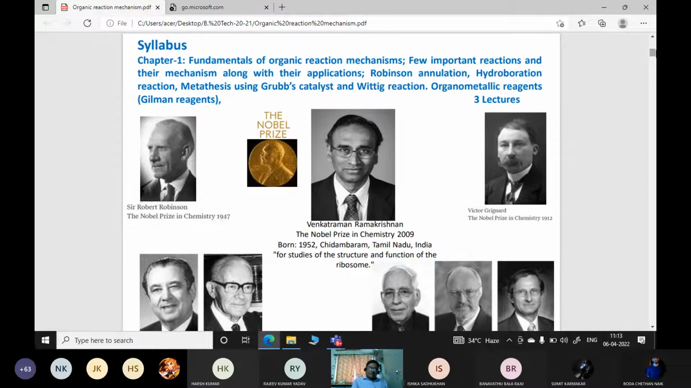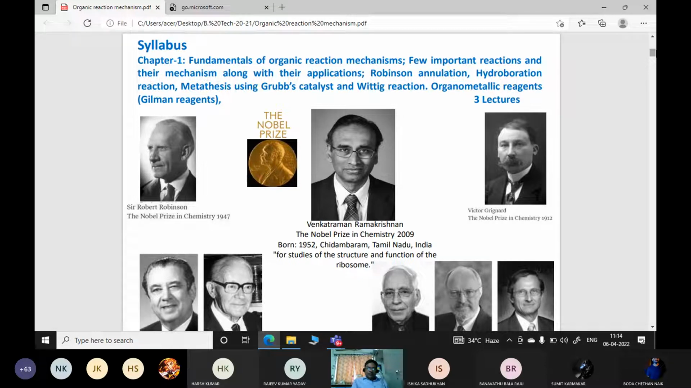And why are only these reactions included? Because these reactions are milestones in the development of organic chemistry as well as inorganic chemistry. These reactions play an important role in our daily life, as well as day to day research going on based on these reactions. For these fundamental reactions, most of these scientists were awarded the Nobel Prize. So this is about the syllabus.